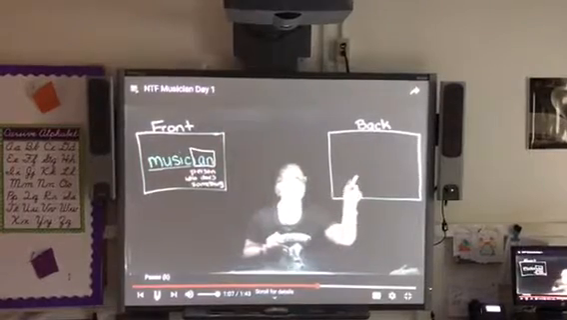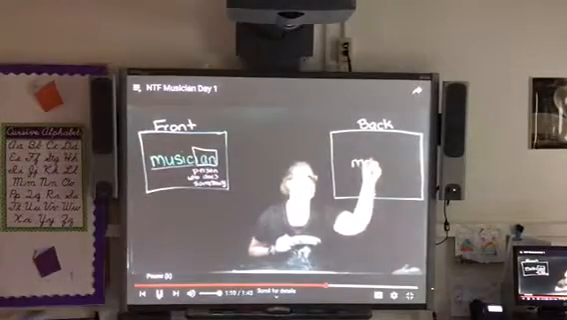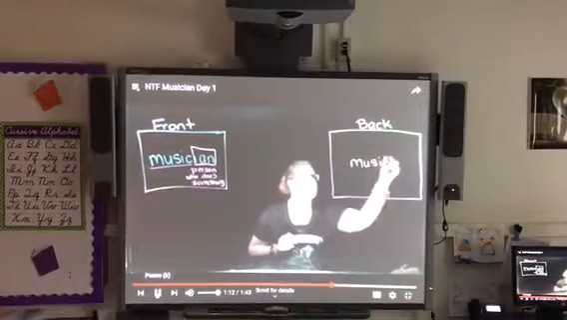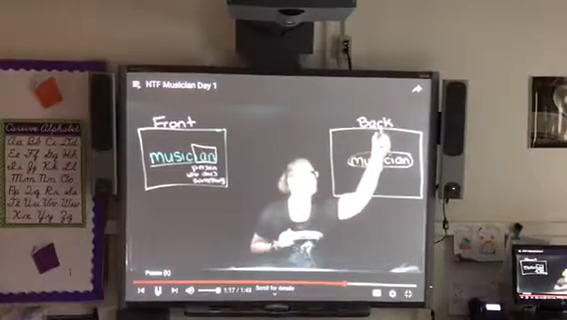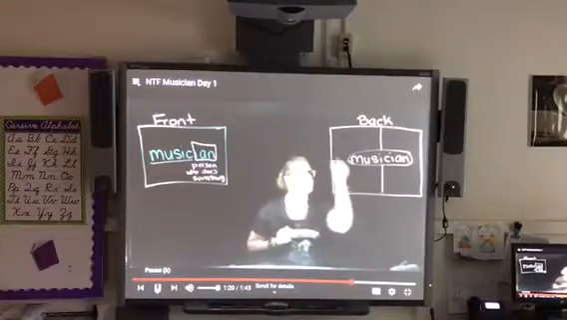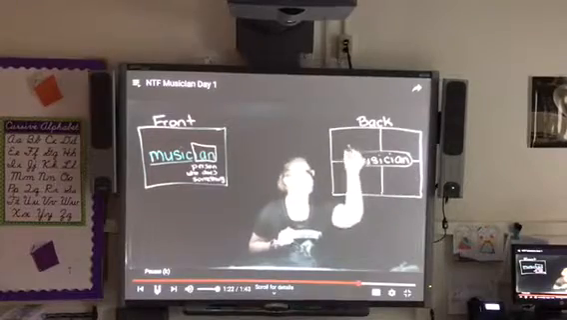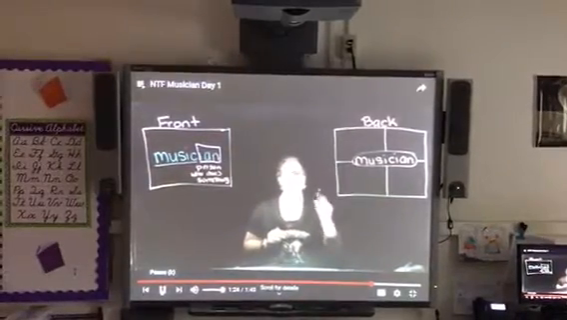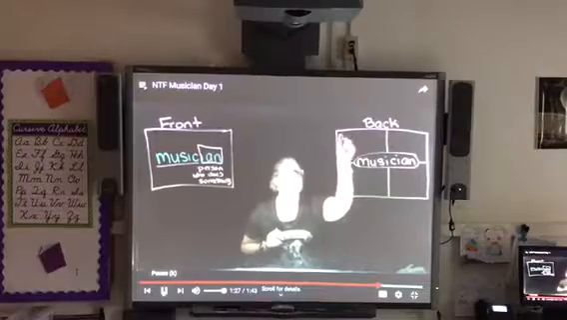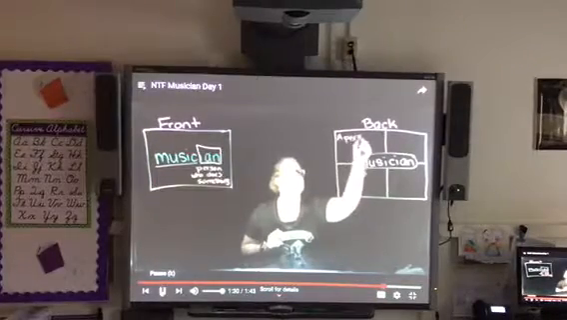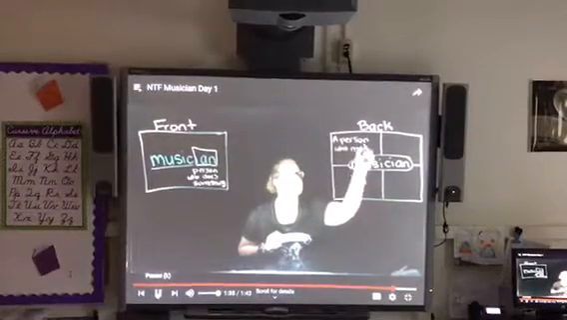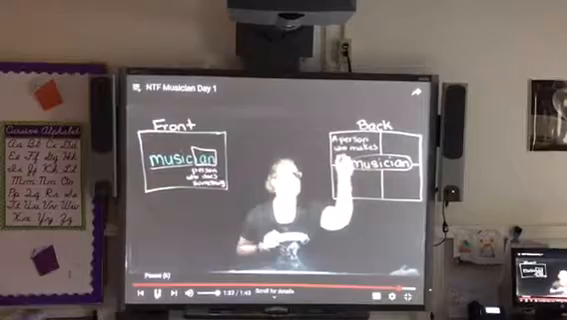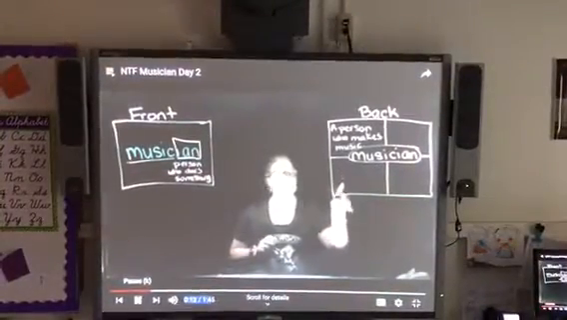So on the back of your note card, we're going to write our word again, musician. Circle it and make your 4 boxes. And in the top left-hand corner, I want you to write your definition of musician. A person who makes music.